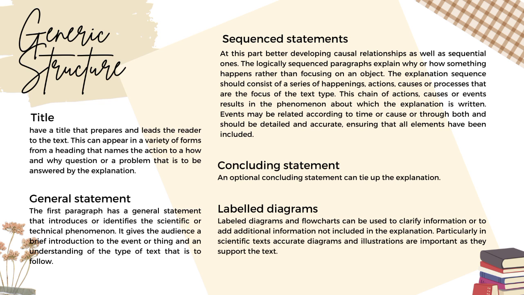Then, fourth, concluding statement. An optional concluding statement can tie up the explanation. Last but not least, label diagrams. Label diagrams and flowcharts can be used to clarify information or to add additional information not included in the explanation. Particularly in scientific text, accurate diagrams and illustrations are important as they support the text.